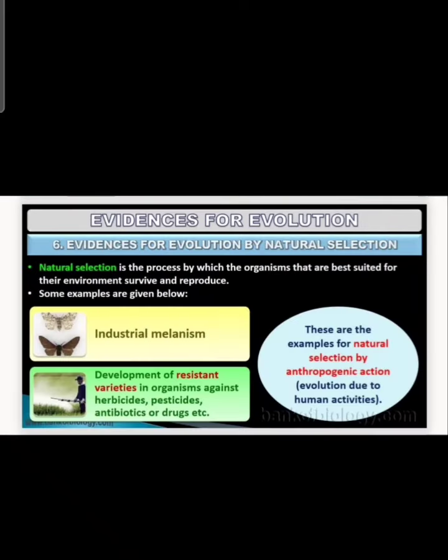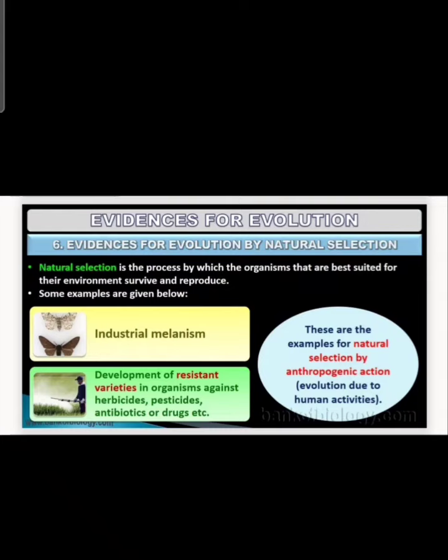Okay, so next, evidences for evolution by natural selection. Natural selection is the process by which the organisms that are best suited for their environment survive and reproduce. Some examples are given below. For example, what is natural selection? There will be change in the environment as time passes. There will obviously be climatic changes, changes in temperature, atmospheric pressure and everything. Which organism will be adapting, which has the capacity to fit to the environment?